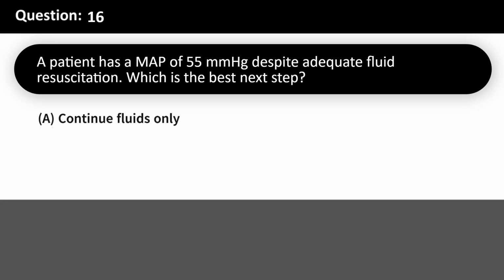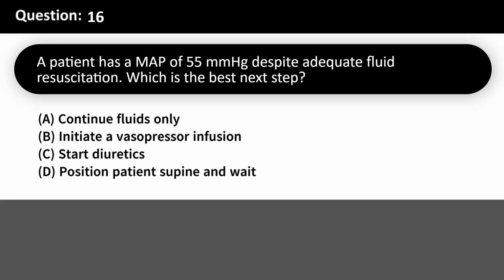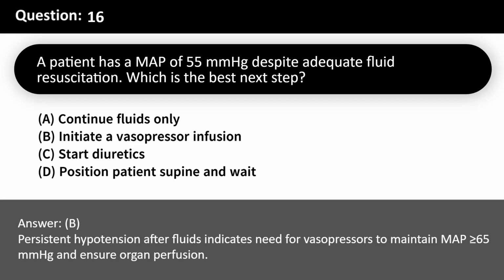A patient has a MAP of 55 mmHg despite adequate fluid resuscitation. Which is the best next step? A. Continue fluids only. B. Initiate a vasopressor infusion. C. Start diuretics. D. Position patient supine and wait. Answer: B. Persistent hypotension after fluids indicates need for vasopressors to maintain MAP greater than or equal to 65 mmHg and ensure organ perfusion.